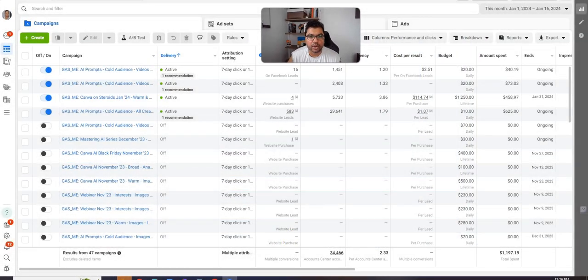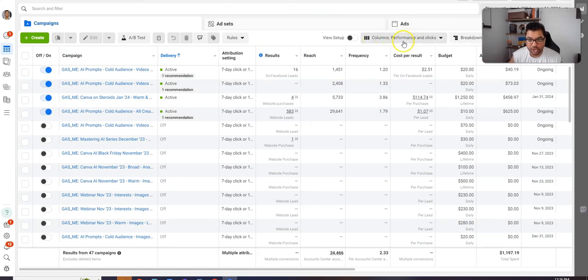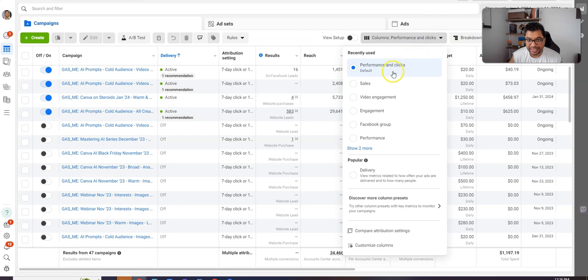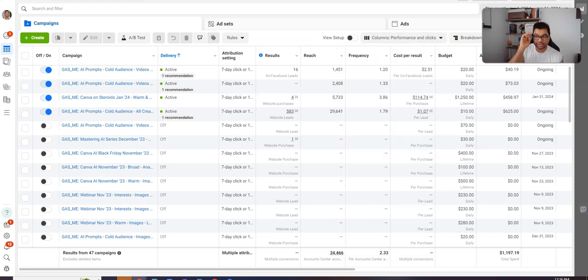So here, let's go into the account. One of the very first things we want to do is make sure we're using the performance and clicks column. This is going to give you the most clear data that you need for any of Facebook's already preset columns. You can always customize your columns too, but I say do that.